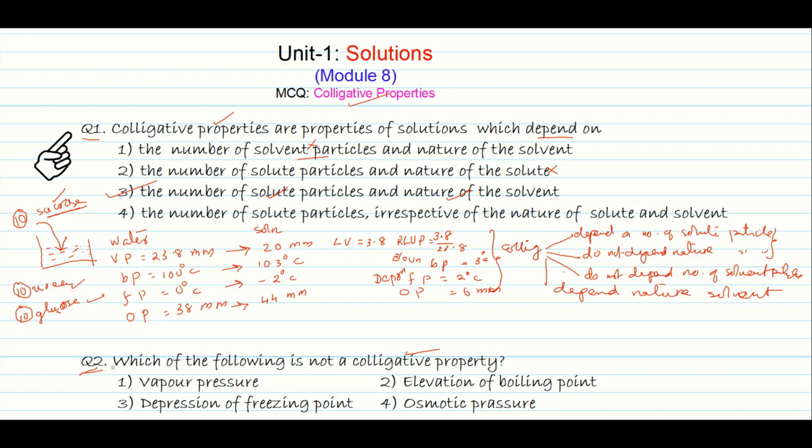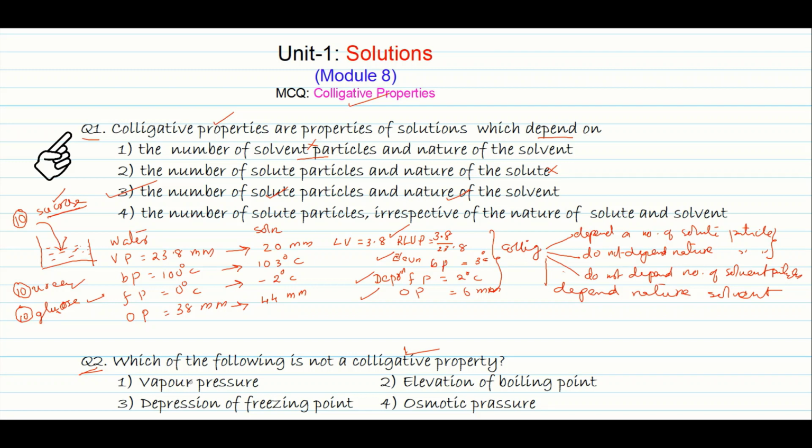Question 2. Which of the following is not a colligative property? We have studied there are 4 types of colligative property. First one is relative lowering of vapor pressure. Second one, elevation of boiling point. Third one, depression of freezing point. Fourth one, osmotic pressure. So we shall check the options one by one.